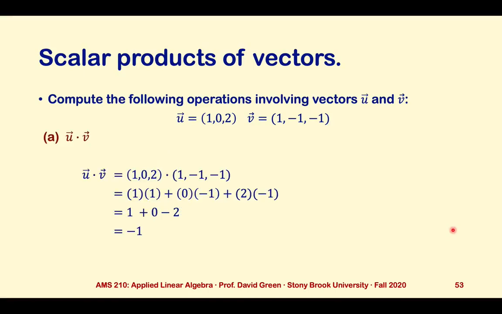So let's consider this first one. This first one is just a simple dot product to get us started. The dot product of u and v. How do we evaluate a dot product? We multiply together corresponding terms and then add all of those products up. So 1 times 1 plus 0 times -1 plus 3 times -1. The first product, 1 times 1, gives us 1. The second gives us 0. The third gives us -2. And the sum of all of those gives us -1.